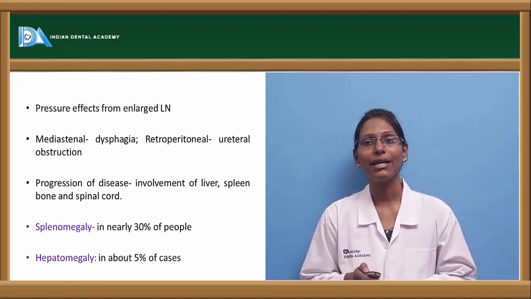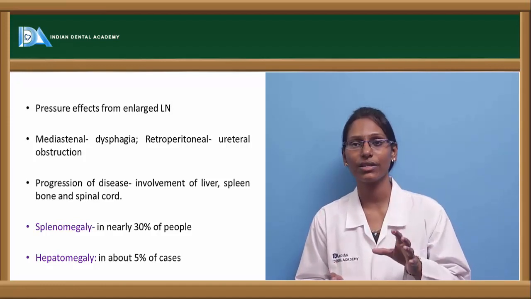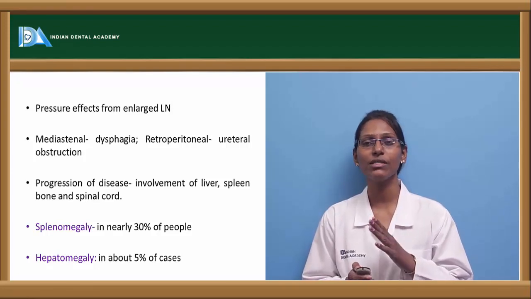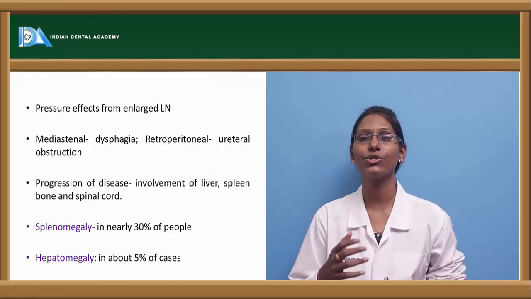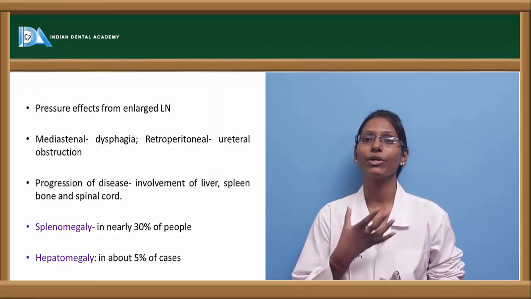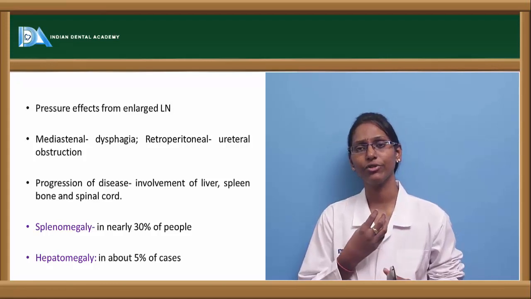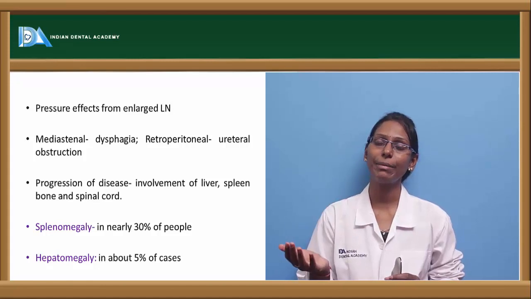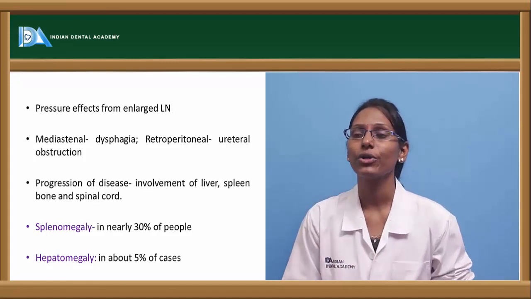Because of the enlarged lymph nodes, they put pressure on the surrounding neural structures, resulting in pressure effects. In the mediastinal region, patients usually have dysphagia because of compression of the surrounding structures by these lymph nodes. If there is a pressure effect in the retroperitoneal region, they will have ureteric obstruction also.